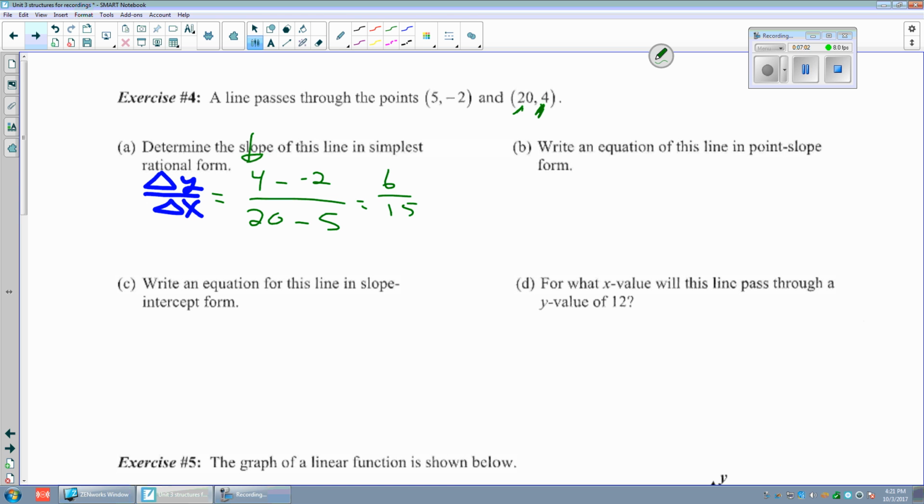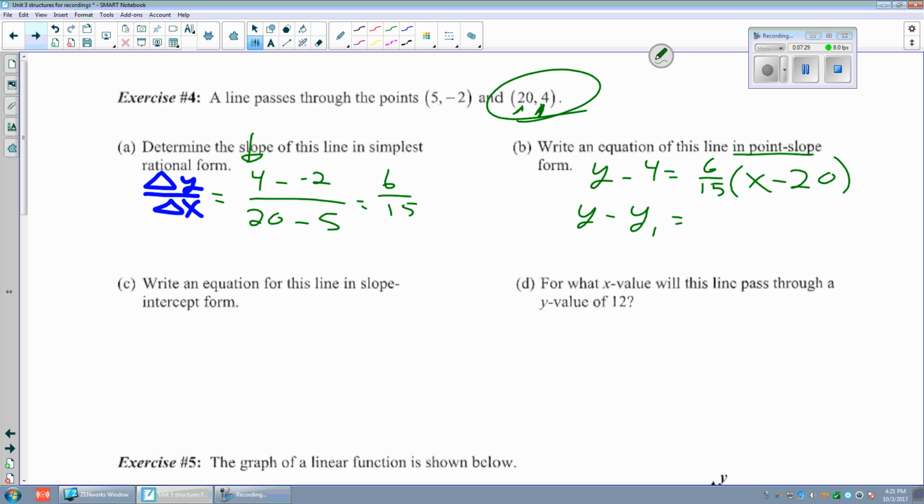Got the slope. Write the equation of this line in point-slope form. Which point do we want to use? Why don't we use that one? Why not? Because they're both positive. Y minus y1 equals slope 6 over 15 times x minus the x value, 20. Y minus y1 equals m times x minus x1. There's the answer.